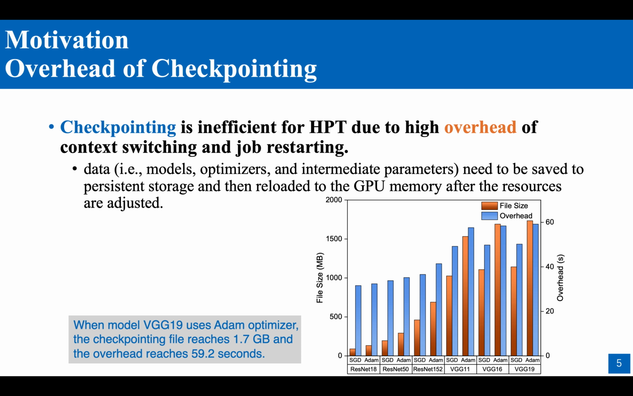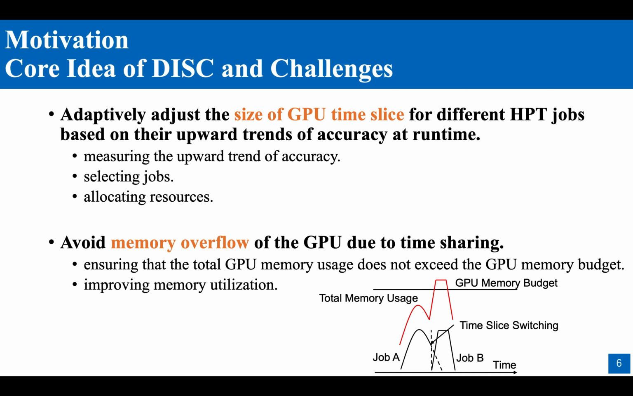Our study shows that when model VGG19 uses an Adam optimizer, the checkpointing file reaches 1.7 GB and the overhead reaches 59.2 seconds. So we proposed our DISC. The core idea of DISC is adaptively adjusting the size of the GPU time slice for different HPT jobs based on their upward trends of accuracy at runtime, and avoiding memory overflow of the GPU due to time sharing.